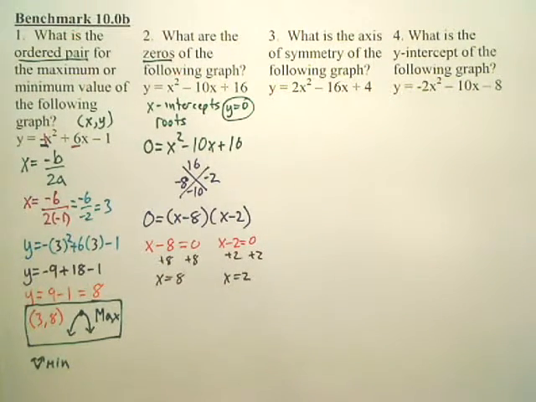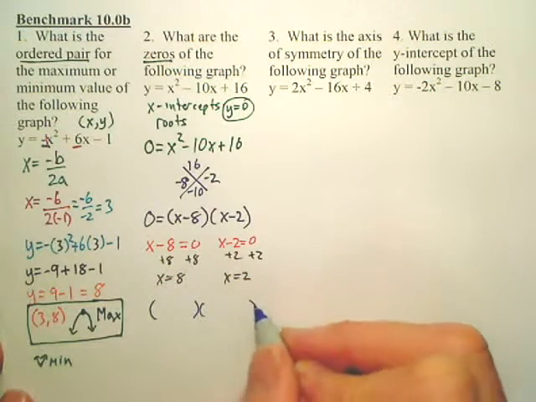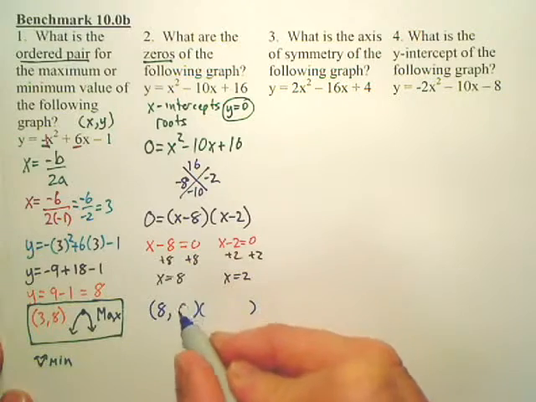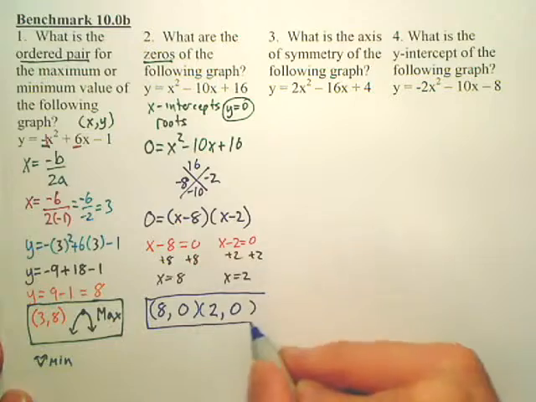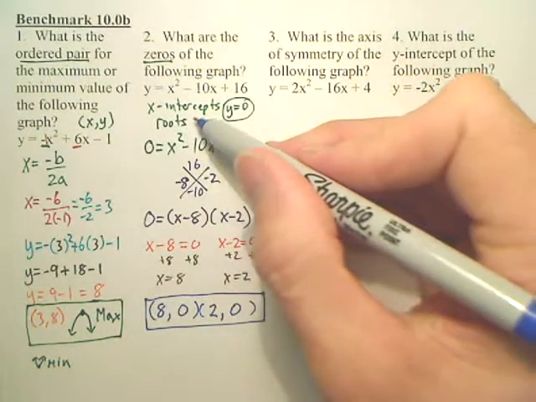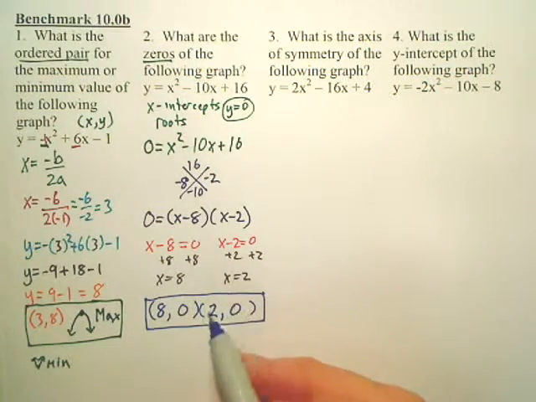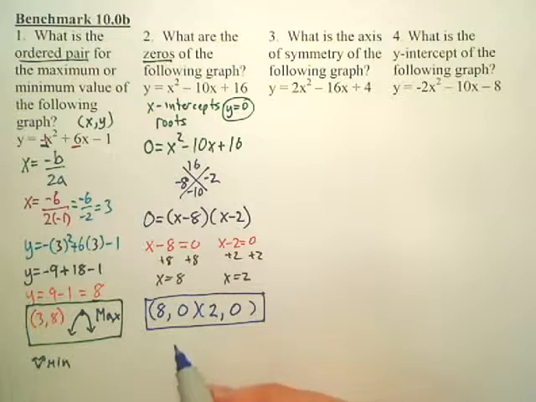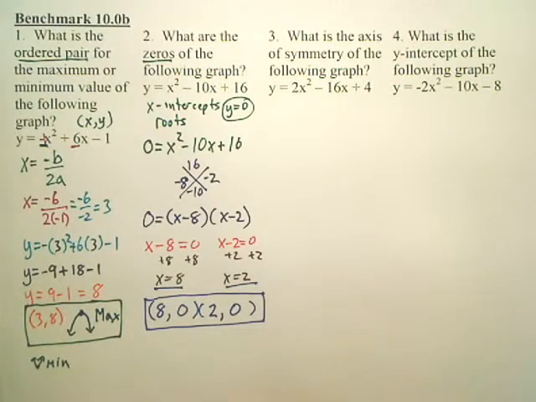Technically, I like my zeros as coordinates. So this is going to be x is 8, y is 0. This is going to be x is 2, y is 0. Those are my zeros, also called my roots, also called my x-intercepts. Sometimes they'll write it just as 8 and 2, but I like them as coordinates, just to show that they are coordinates. Again, those are the answers.